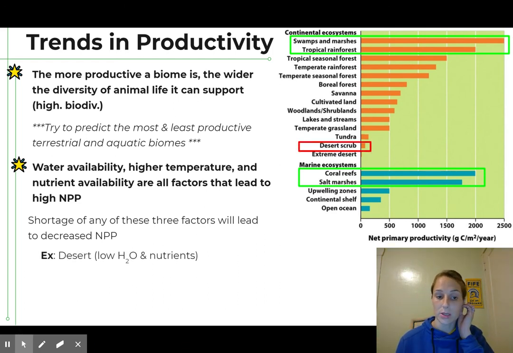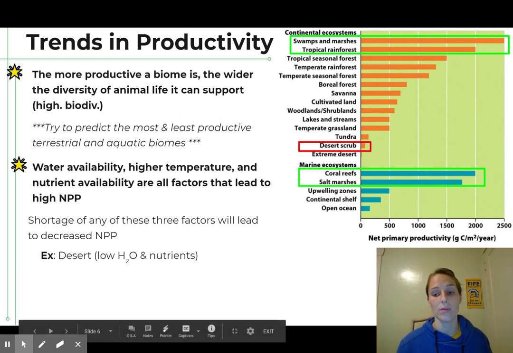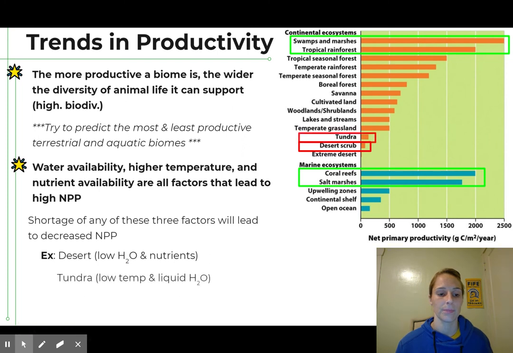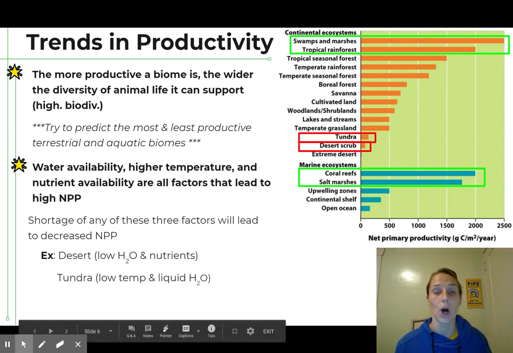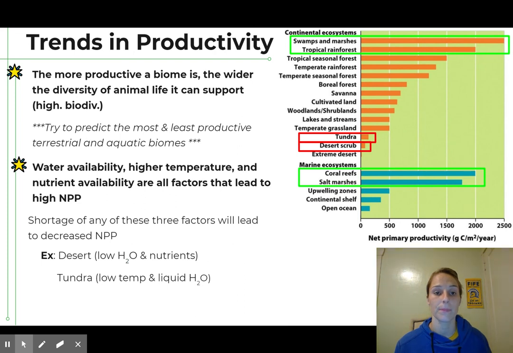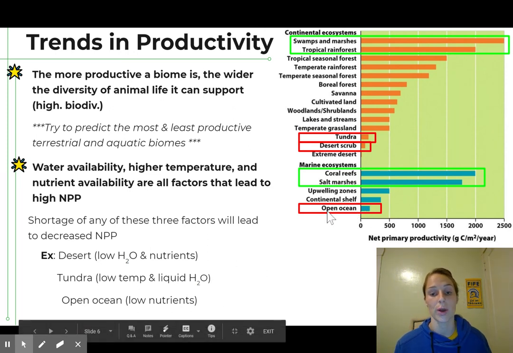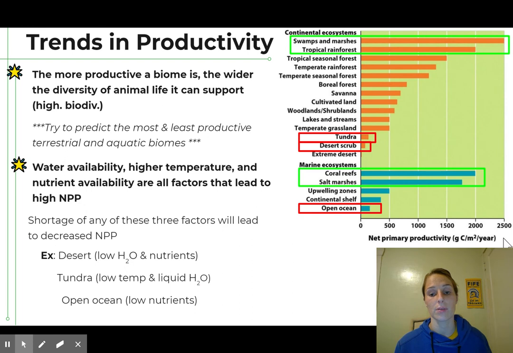An example would be a desert. Deserts get lots of sun, but they don't have much water and they don't have many nutrients. So that is going to limit the primary productivity even though it's warm there. Another example is the tundra. Your water is frozen and it is very cold. So even if you don't have many clouds and you have sun shining all day, plants are still not going to be able to thrive in this environment. So you're going to have a low primary productivity. And another example is the open oceans, which are going to have low amounts of primary productivity.